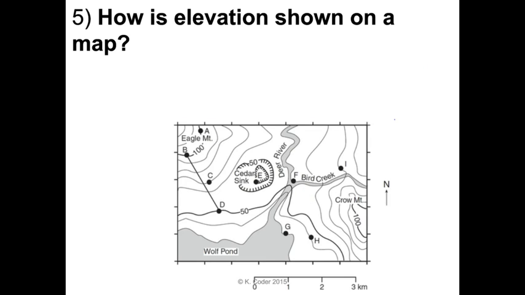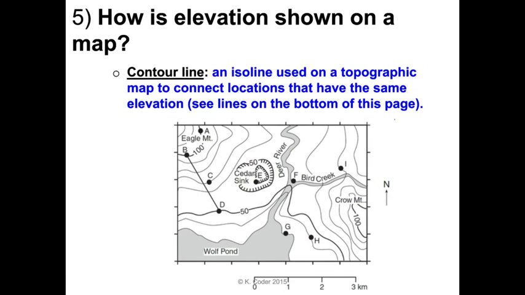Here's a simple drawing. A contour line is an isoline used on a topographic map to connect locations that have the same elevation. Now you'll see the lines on the bottom of this page where we have a dark line here. You see the elevation here is 50. Now it's going to be 50 meters because our scale on the bottom here is in meters. And then up top here we have 100. So that would be 100 meters.